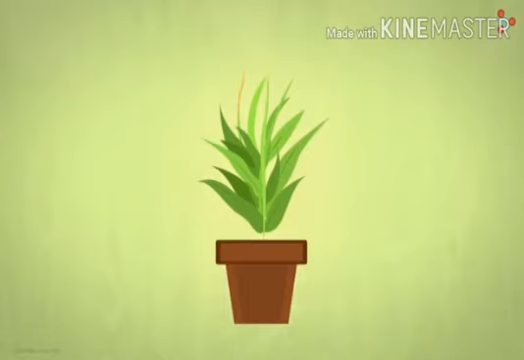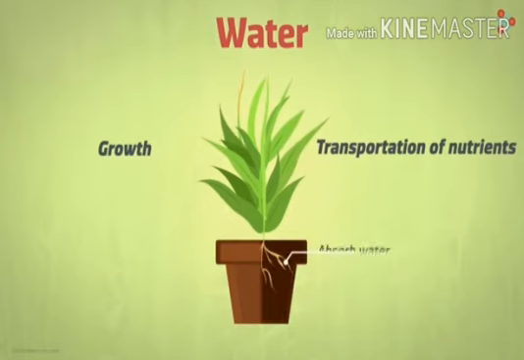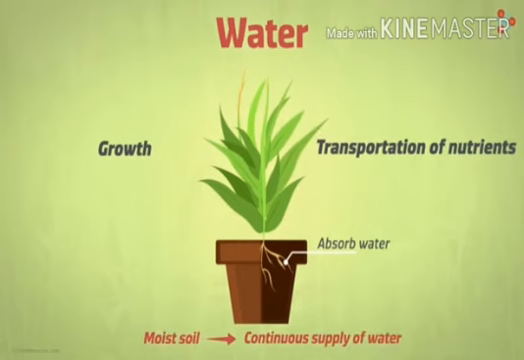Why do plants need water? For the same reasons for which humans need water. Water constitutes a major part of the plant body. This water helps plants to transport the nutrients in their body and is quite important for the growth of the plant. How do plants get their water? The roots help the plant absorb the water from the soil. It indicates that moist soil would mean a continuous supply of water to plants.